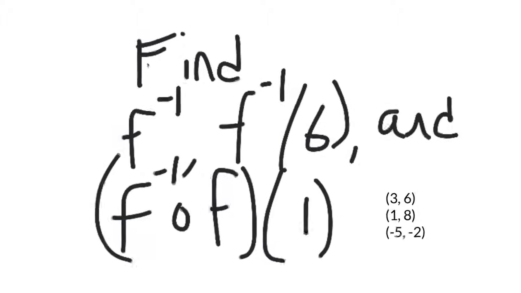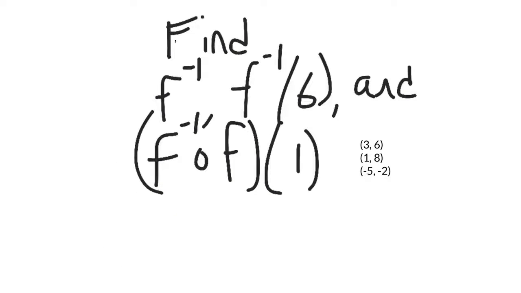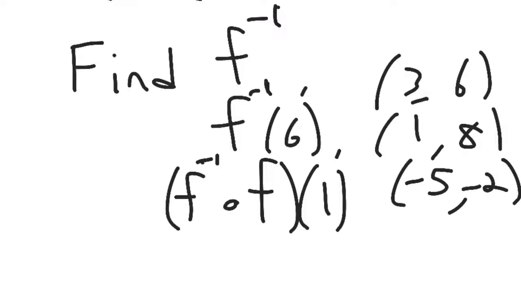Okay, that's pretty bad penmanship, but I'm gonna fix that. So we're asked to find the inverse at x equals 6, and we're asked to find the composite of the inverse and the original function at x equals 1. So let's start with the top one.